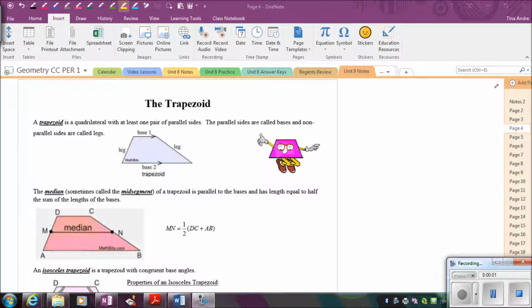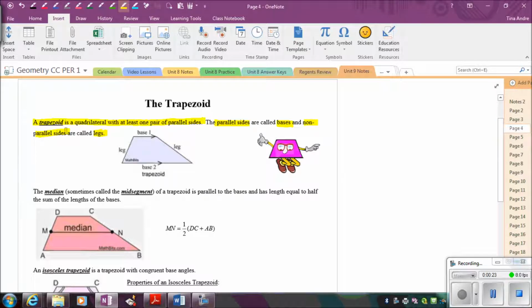In this lesson, we're going to learn about the trapezoid and isosceles trapezoids and their properties. So the first thing is focusing on a trapezoid, and by definition, a trapezoid is a quadrilateral with at least one pair of parallel sides. Those parallel sides are called the bases, and the non-parallel sides are the legs.